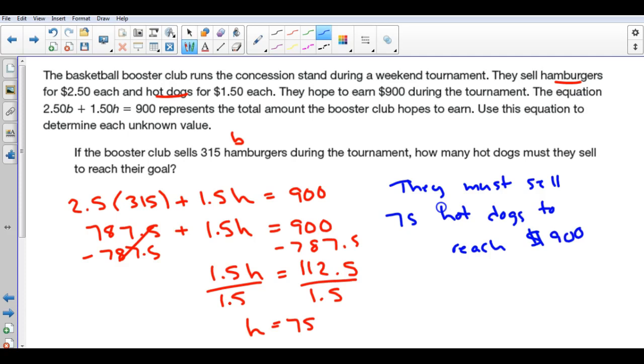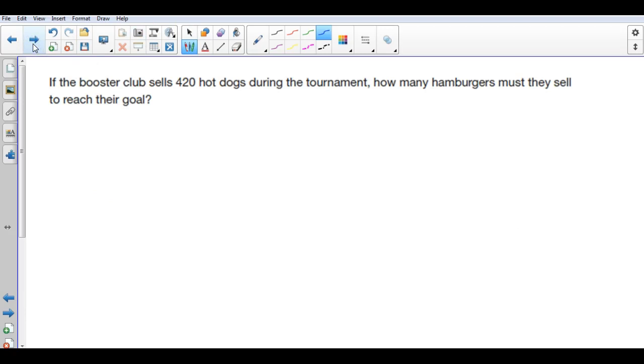So to recap, we were given one quantity. We were given the number of hamburgers that were sold. So think about it. We have two variables in each of these problems where now I'm giving you one of the quantities and we had to solve for the other quantity. Next one, let's say they sold 420 hot dogs. How many hamburgers must they sell then?